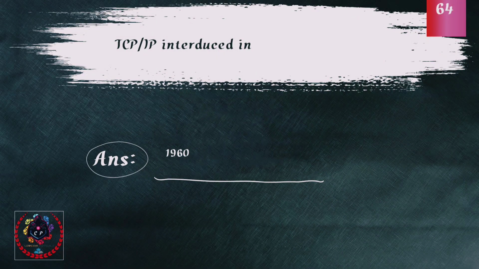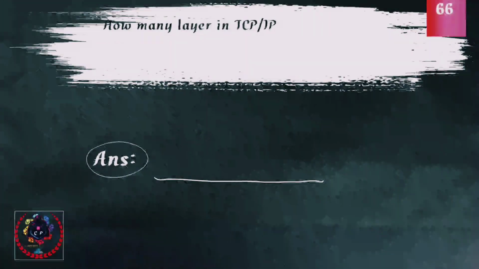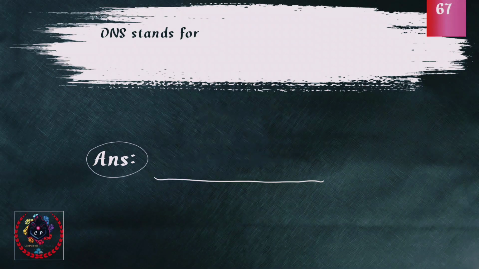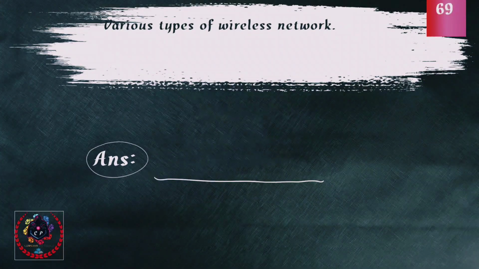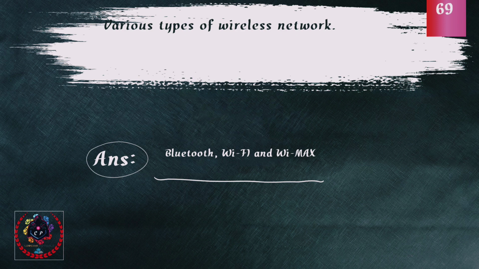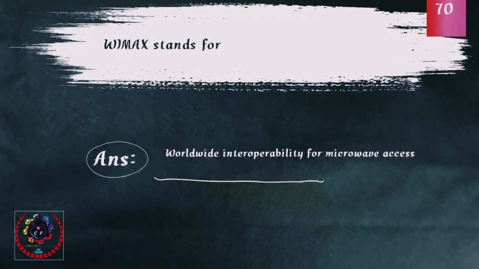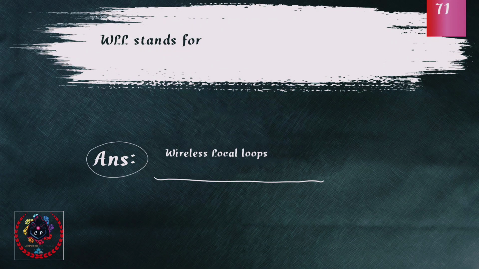TCP/IP introduced in 1960. Which department designed TCP/IP model? Department of Defense. How many layers in TCP/IP? 4. DNS stands for Domain Name System. FTP stands for File Transfer Protocol. Various types of wireless network: Bluetooth, Wi-Fi and WiMAX. WiMAX stands for Worldwide Interoperability for Microwave Access. WLL stands for Wireless Local Loops.